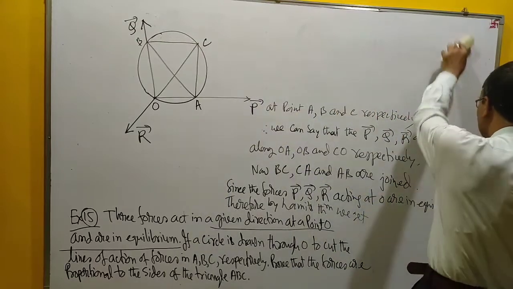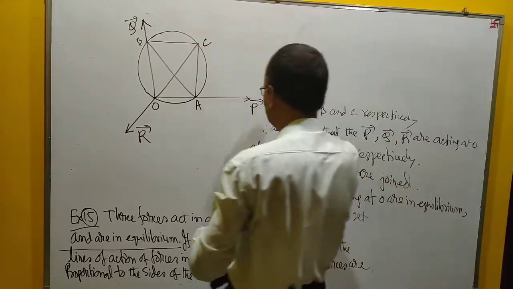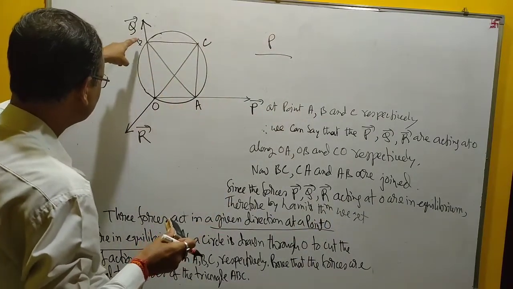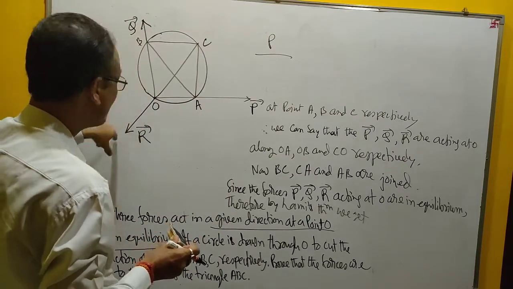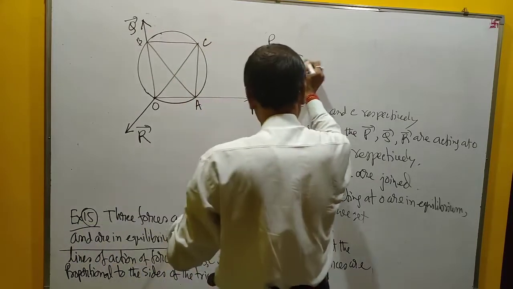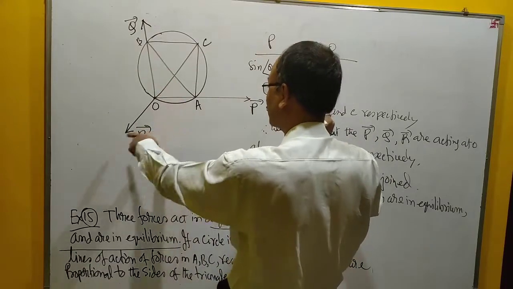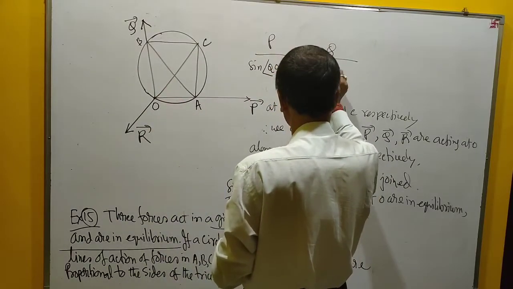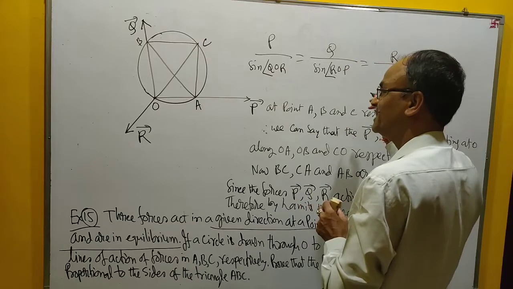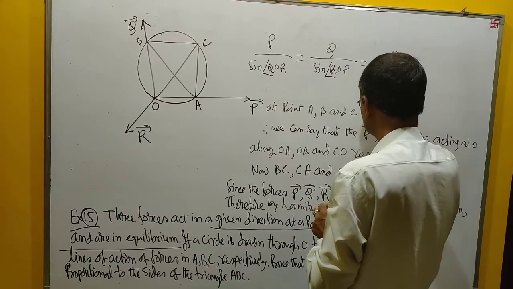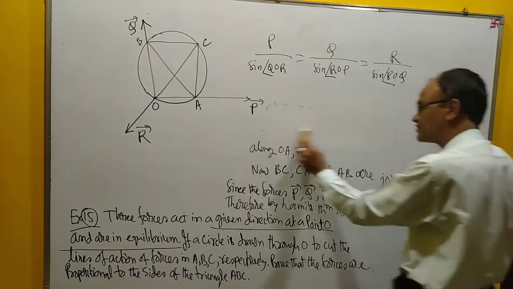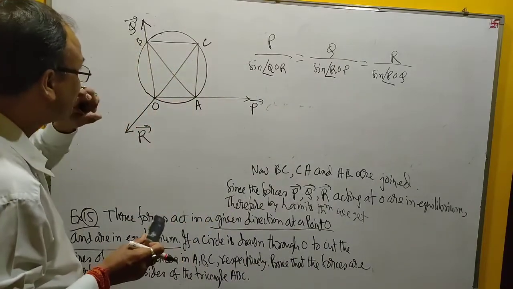Therefore, by Lami's theorem, we get P divided by sine QOR equal to Q divided by sine POR, or ROP, equal to R divided by sine POQ. By Lami's theorem we can write this.